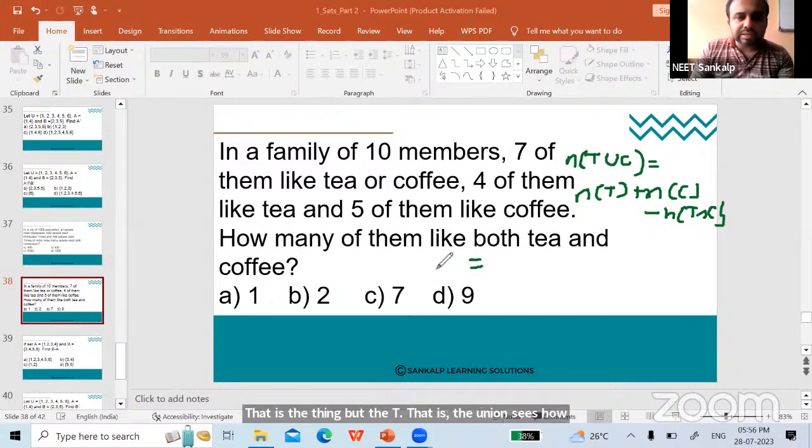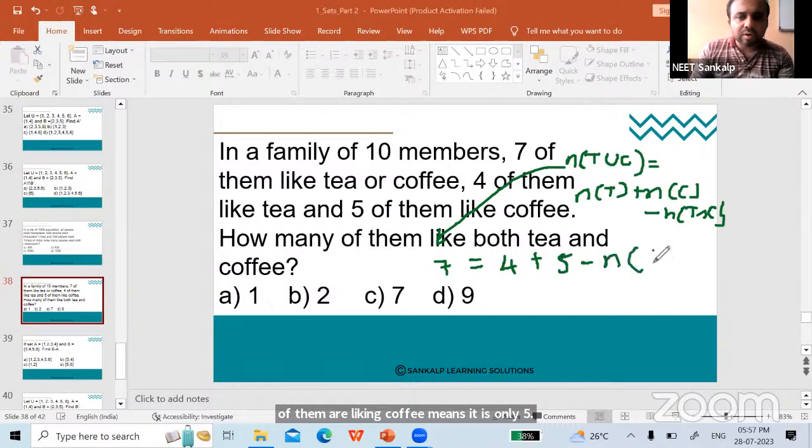T union C, that is 7, is equal to, here I am substituting the formula. The number of people who like tea, how many are there? 4. The number who like coffee is 5, minus N of the people who like both, which is in the question mark, that is the cardinality of T intersection C. Is that clear? So try to solve this and get me the answer quickly.